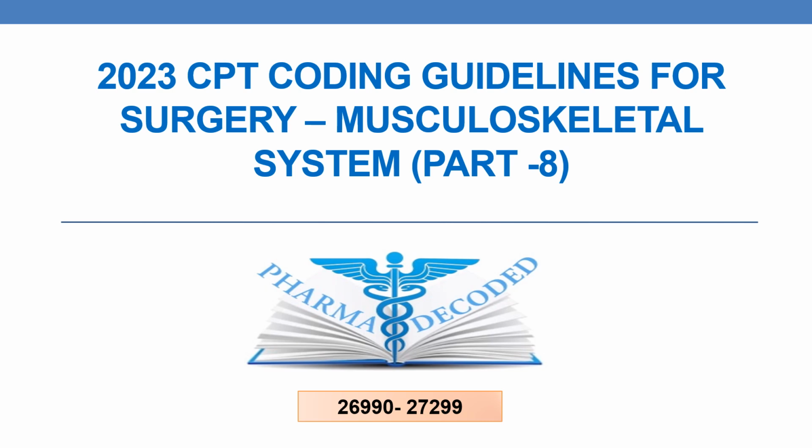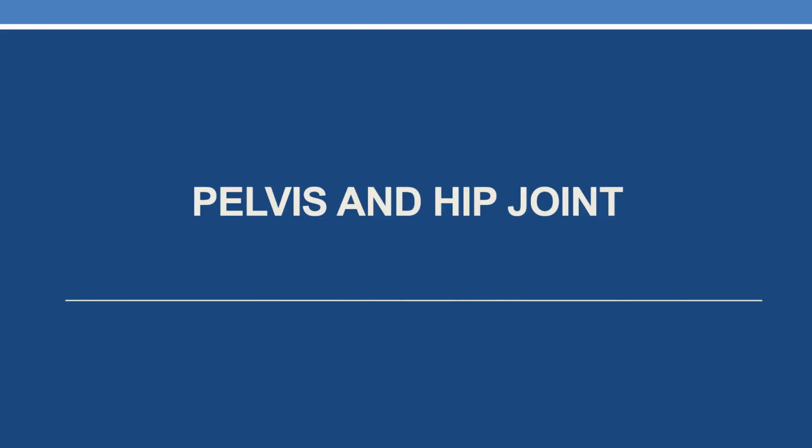Hello everyone, now let us discuss 2023 CPT coding guidelines for surgery, musculoskeletal system part 8. In the current session, we will be focusing on the CPTs in the range 26990 to 27299. First of all, coming to pelvis and hip joint. In the current session, we will be discussing pelvis and hip joint.